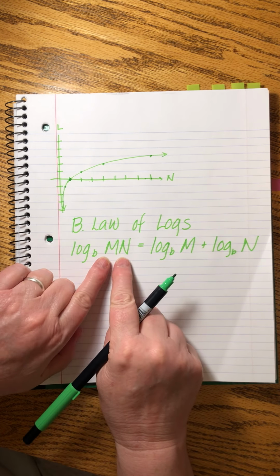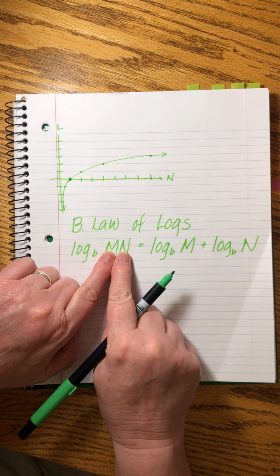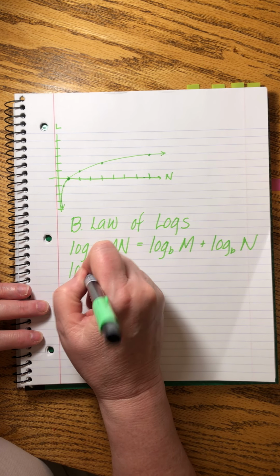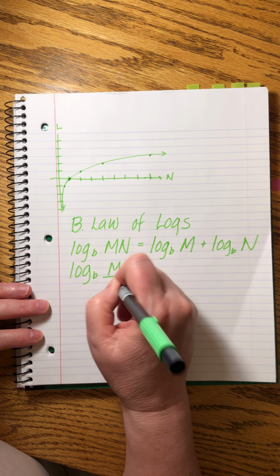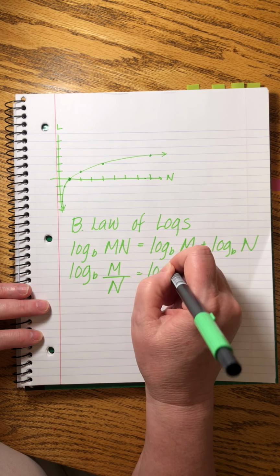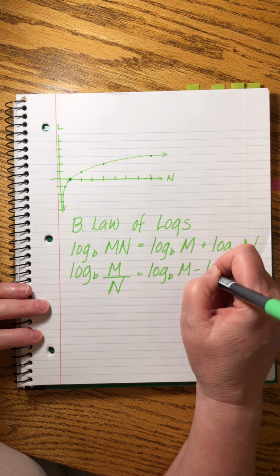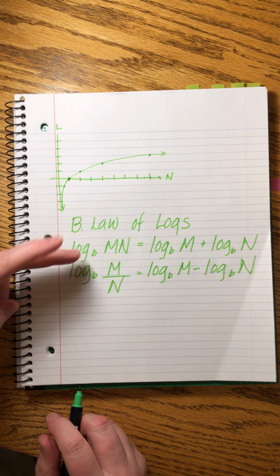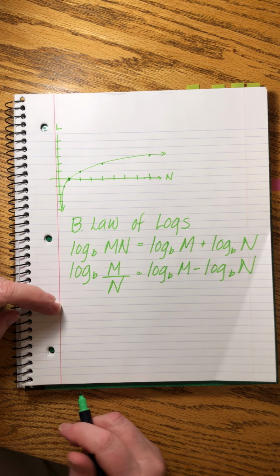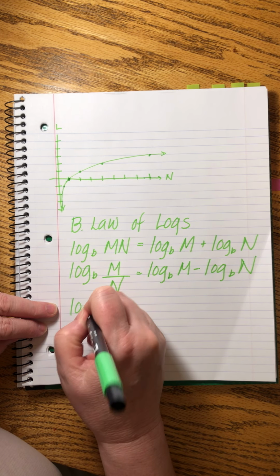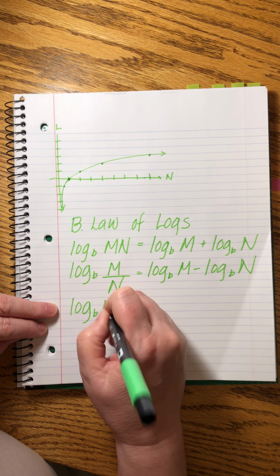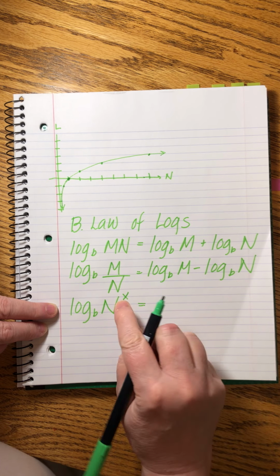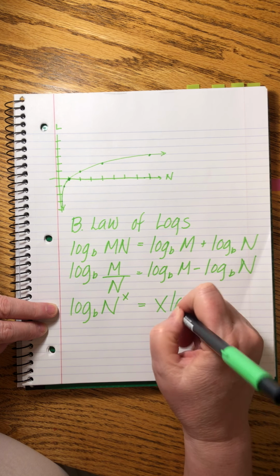Okay, this is saying that if you're multiplying two numbers together for your argument, you can separate them out and add them and you'll get the same answer. Likewise, if you're dividing, you can separate them and subtract. And then this one, remember this is like the product rule and this is like the quotient rule. This one is the weirdest. If you're raising your argument to a power, you can pop that exponent off and write it as a coefficient.